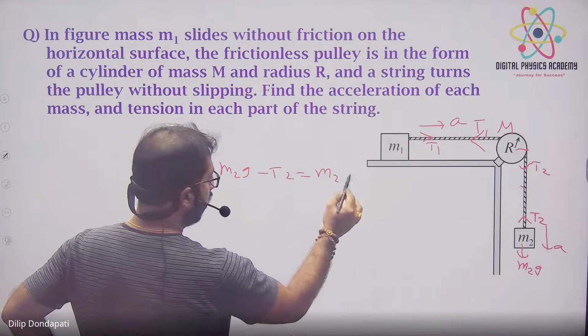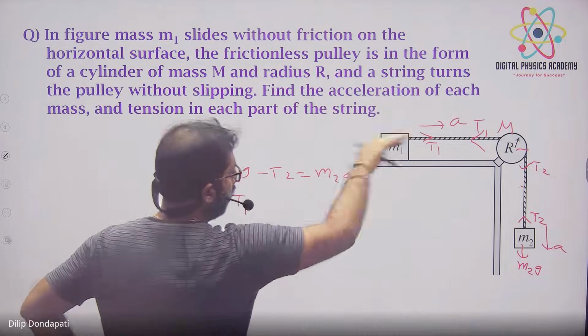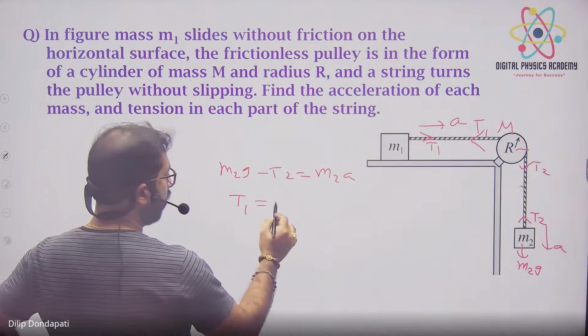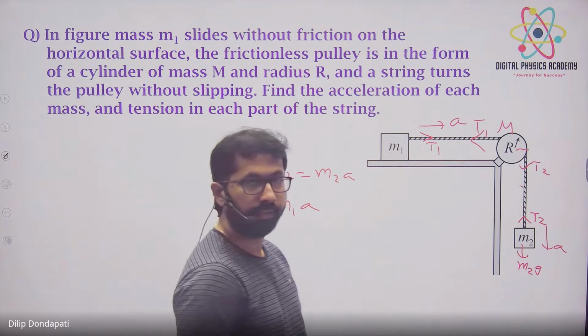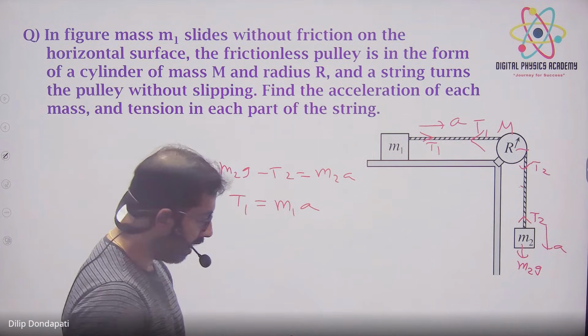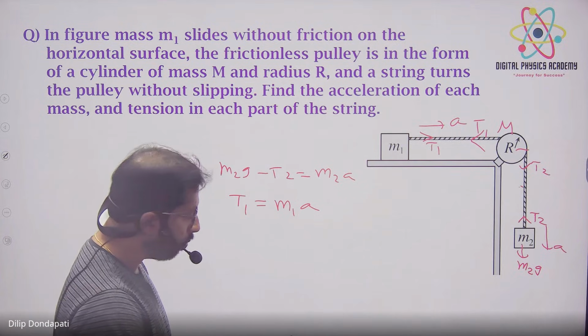So m2g minus t2 is equal to m2a. And T1 minus m1g is equal to m1a. Where is m1g coming from? Look at the descent force, there is no descent force here, right? So T1 is equal to m1a. Okay, from that you will get the answer as m2g by m1 plus m2 plus I by R squared.